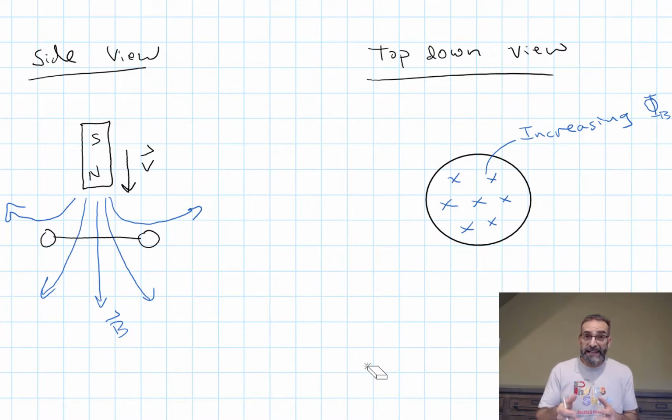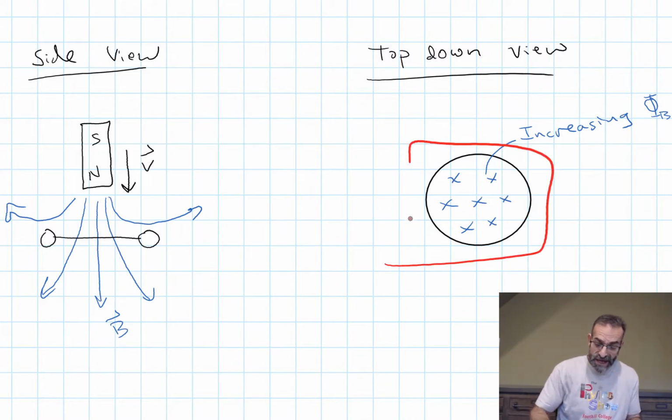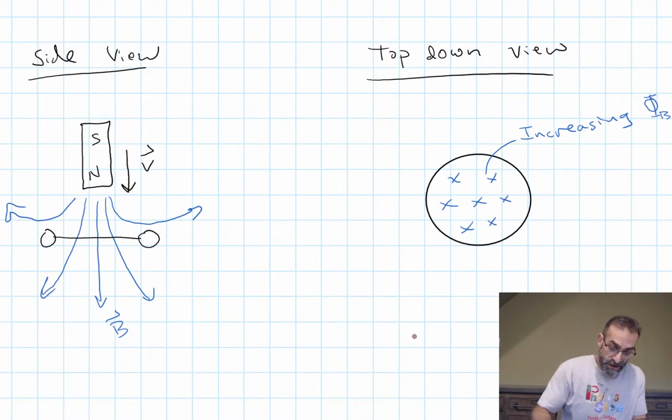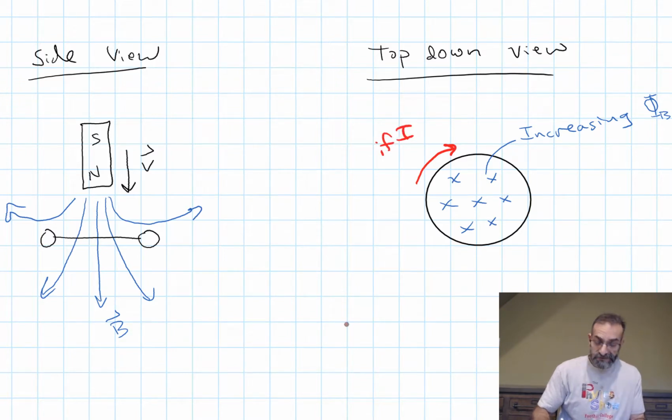Lenz's law tells us that that added flux from the current that just got generated in this loop of wire has to oppose the change that created the current to begin with. So how did we get a current to flow in this loop of wire? We increase the magnetic flux down into the page through the loop of wire when we're looking down from above. So if the current goes in this direction, it's going to add its own flux down through the center of this loop.